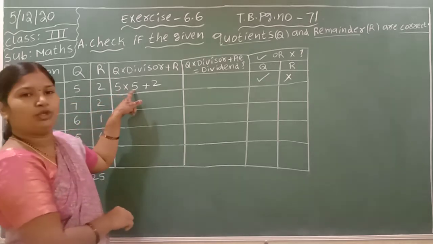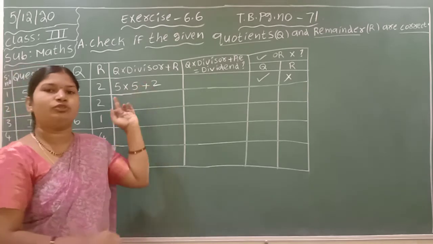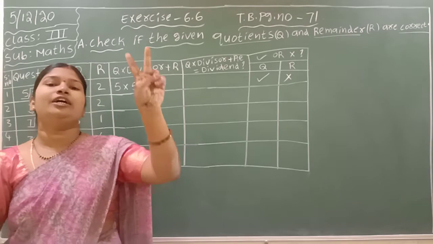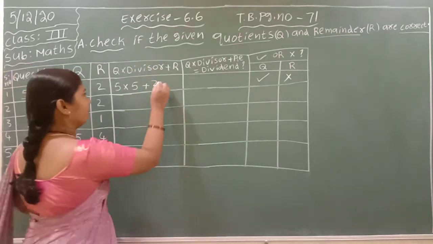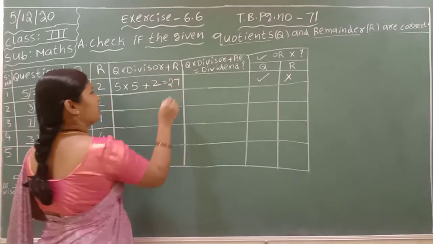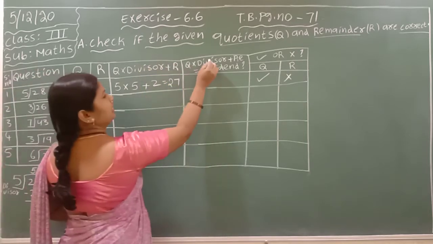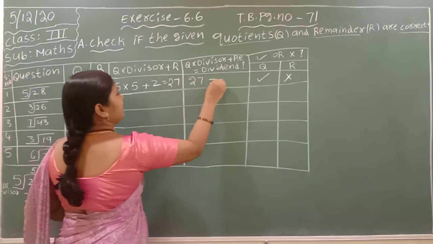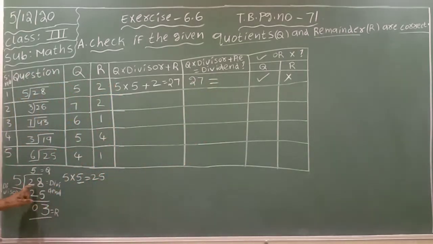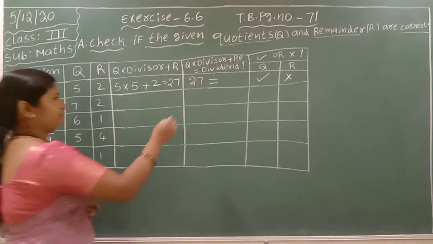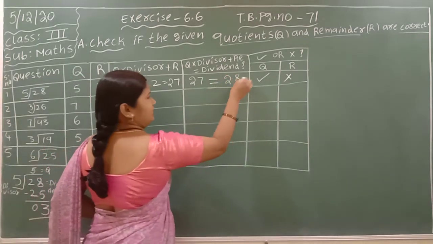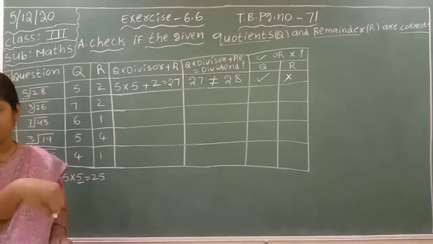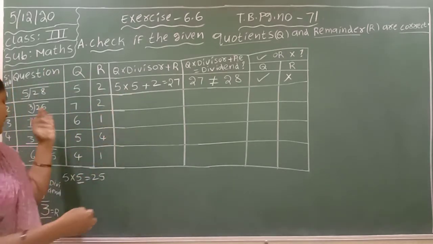5 times 5 is 25. 25 plus 2. 25 in the mind, take 2 fingers. 25, after that 26, 27, equal to 27. This total, quotient into divisor plus remainder, we got 27 equal to. What is the dividend in the given question? 28. Are these two numbers the same? No, so it is not equal to, but the equal symbol. Like this, the second question.